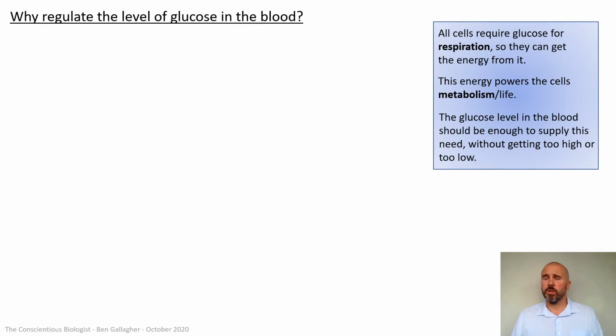Wouldn't it be sensible to have the blood glucose level always really high, because then no matter how much the cells need, they can always pull it from the blood? But actually, that's really dangerous. So let's look at the two scenarios of it being too high or too low.